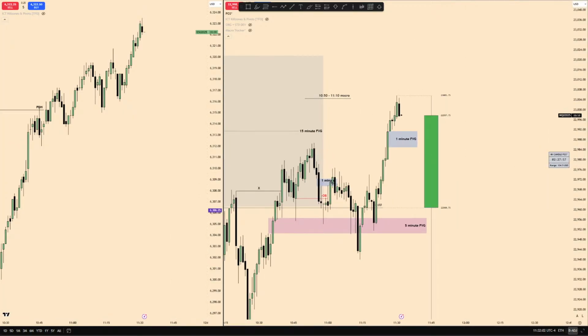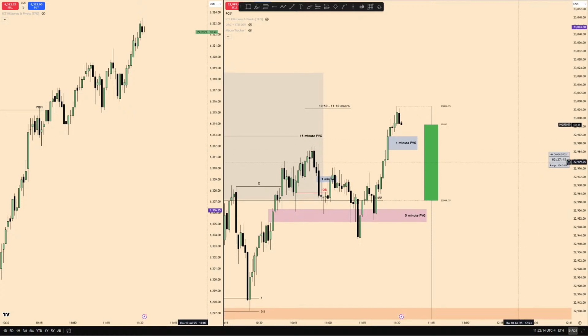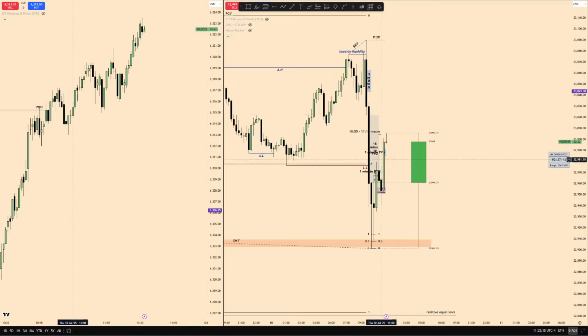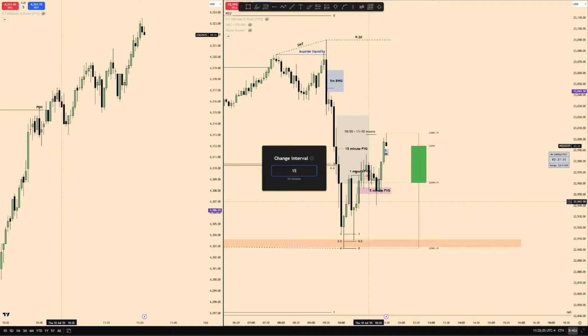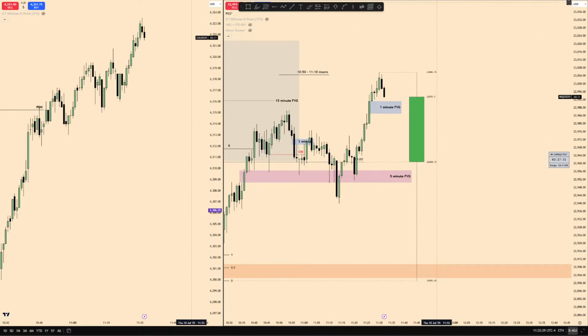Oh, yes. Well, I like the logic of this expansion now going to the high, now that it failed to even inverse that 5-minute. Yeah, it's like, okay. We're not.